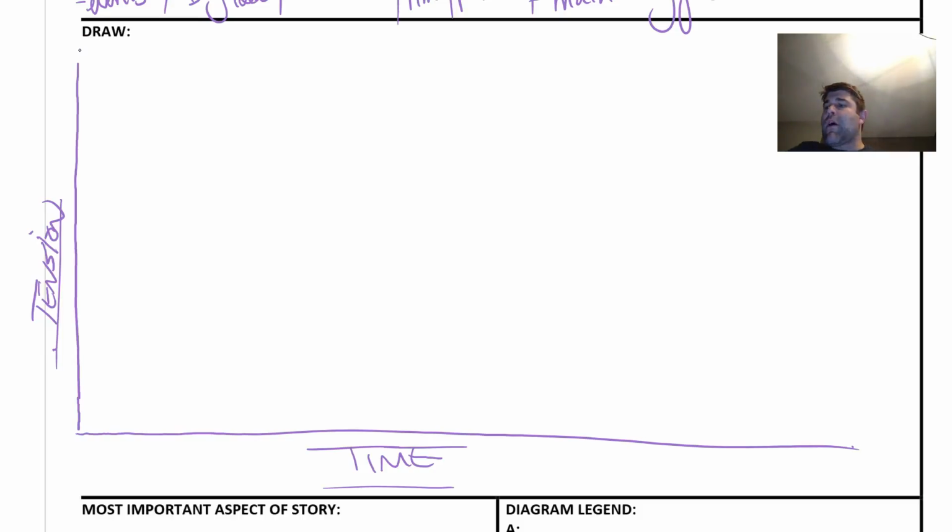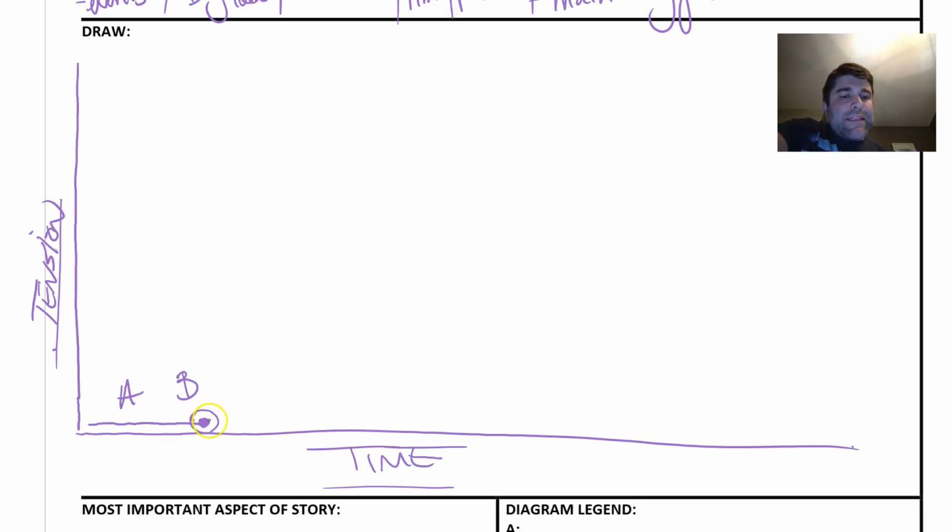And the arc plot looks something like this. Usually very, very low on the tension scale, there's this piece here. Let's label this line segment A. Then there's a point where everything changes a little bit. We're going to label this point B on the diagram.